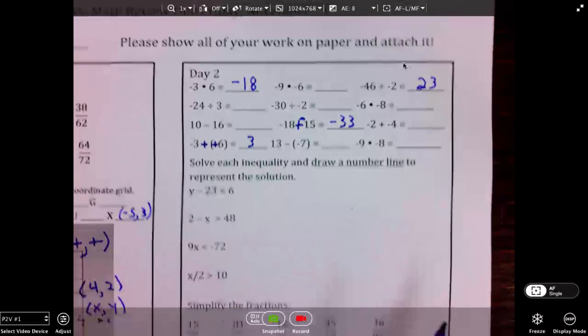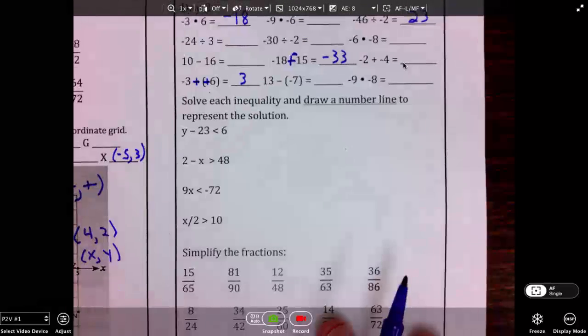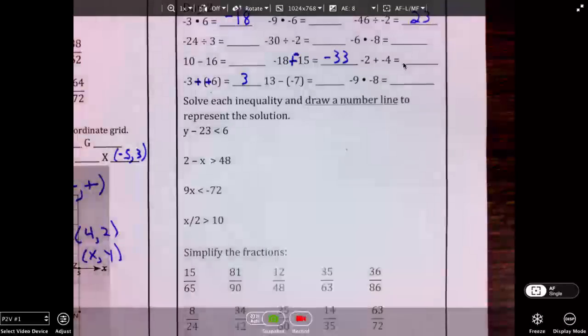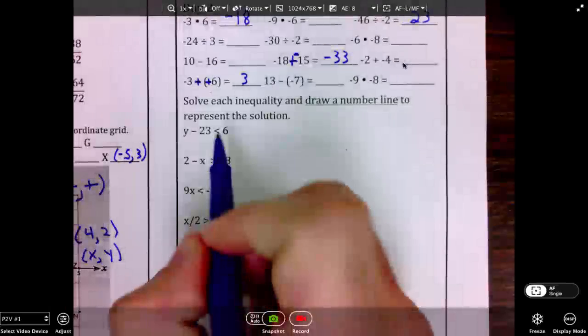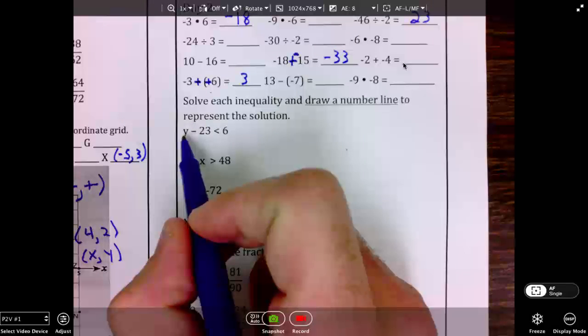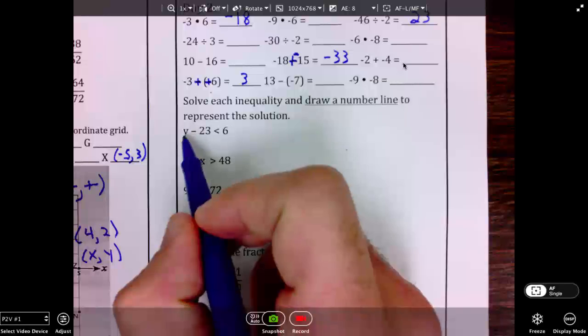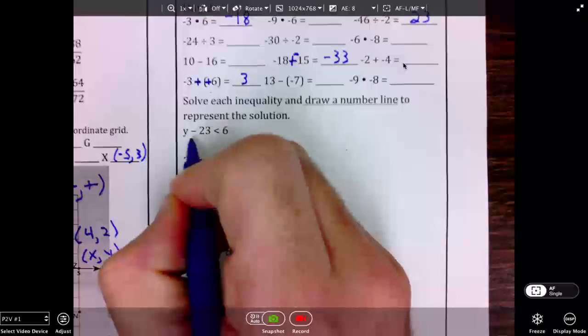All right. Next group of problems says solve each inequality and draw a number line to represent the solution. Well, this is just like we've done before. We're solving for y. What does that mean? It means to get y by itself. So in this case, y minus 23, we should add 23 to both sides.